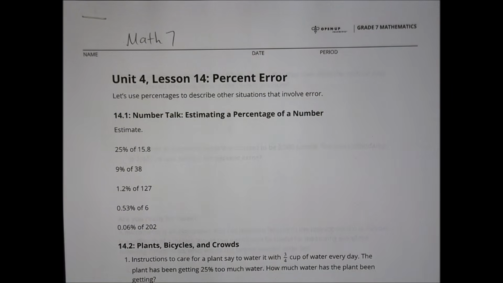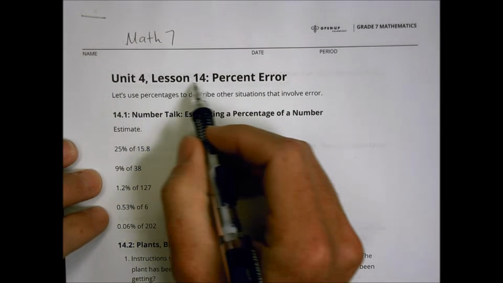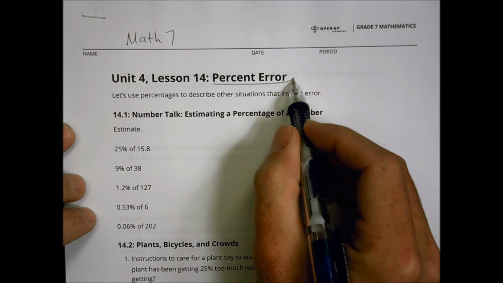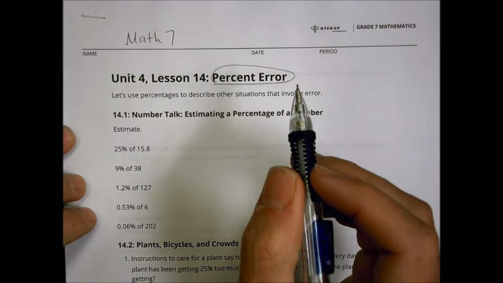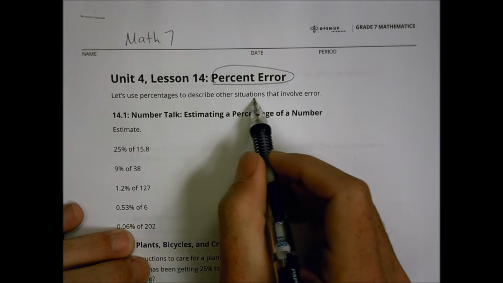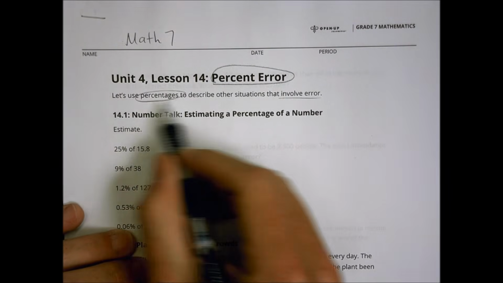Hey, this is Math 7, and we are on Unit 4, Lesson 14 today, again talking about percent error. This is something that came up last lesson. We were looking at measurement error, and we converted it into percentage errors. And so now we're looking at some more of the same type of thing here. So we're going to use percentages to describe other situations that involve some sort of error.